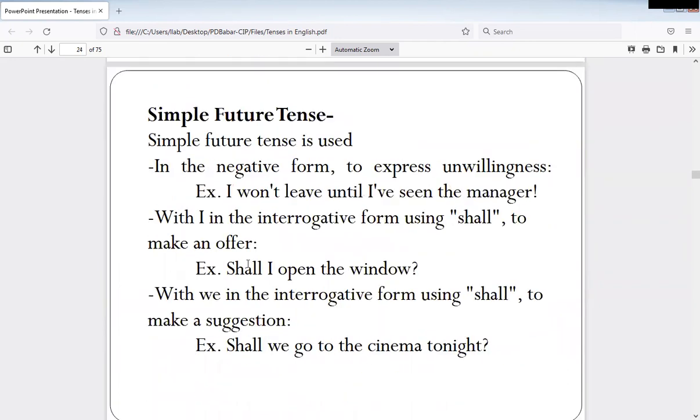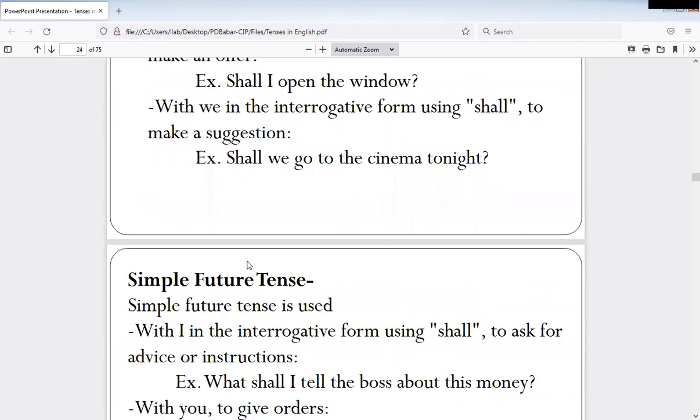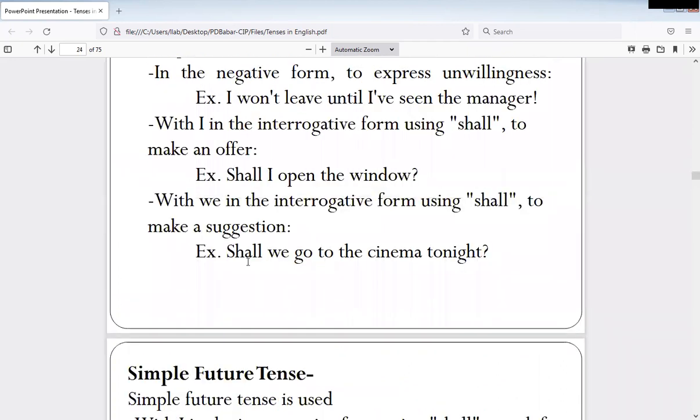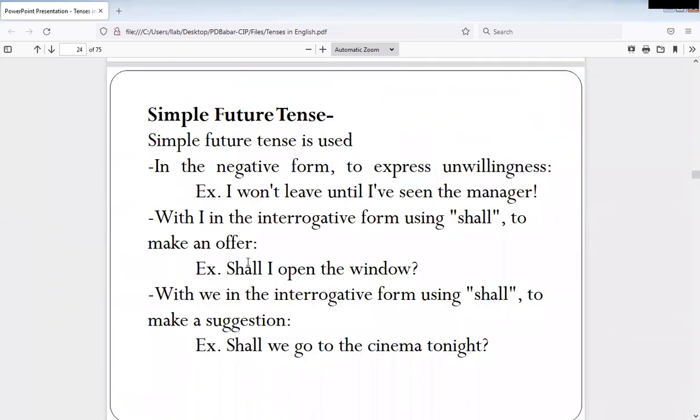So this tense is also used for showing or expressing the willingness, and whether it is in positive form or negative form, we express our willingness with the help of simple future tense. For example, I won't leave until I have seen the manager. I won't leave. Here we have used will plus not, that is negative of the future tense.